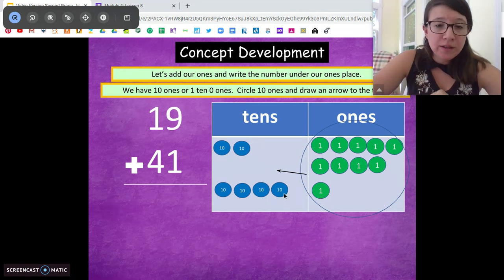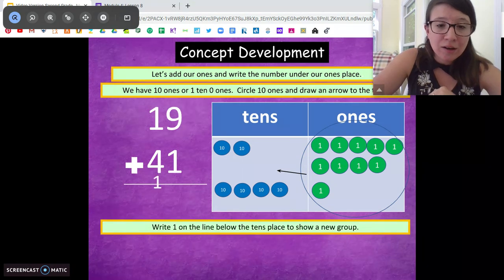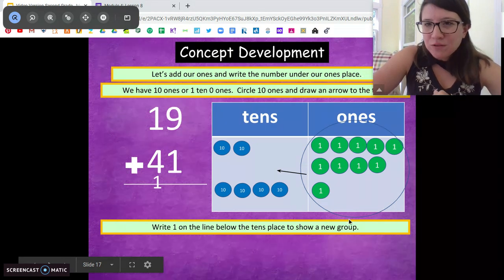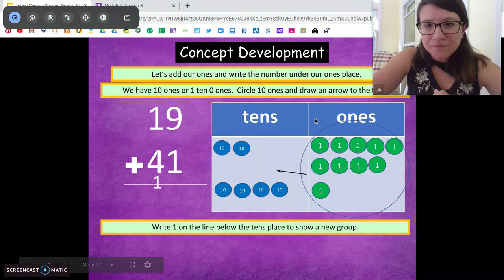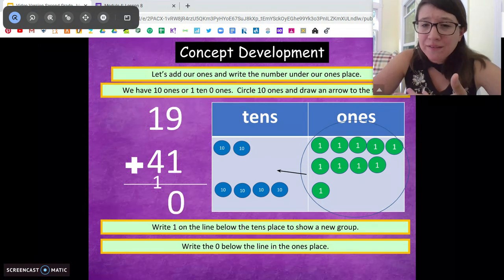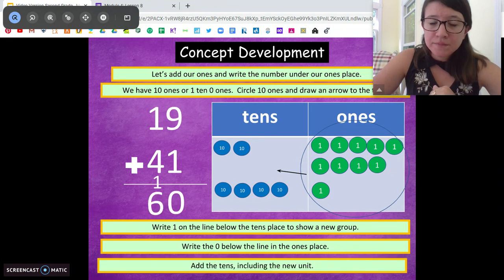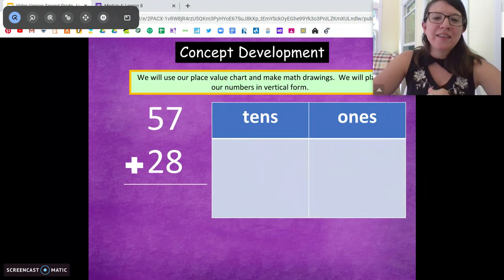Now remember, when we do this, we have to add that little 1 onto our vertical method so that we know we're adding another 10 group. Do we have any ones left over now that aren't in the circle? No, right? So we have 0 ones left over, and then how many 10s do we have? 6. Awesome. All right, let's try this one.